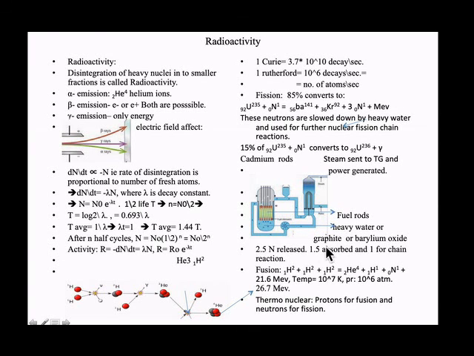So fuel rods, heavy water. It can be heavy water, it can be graphite, it can be beryllium oxide, whatever is feasible can be used. This is a simple nuclear power plant principle. So in this reaction, 2.5 neutrons are released, 1.5 absorbed, and 1 for chain reaction. Then thermonuclear reactions: protons for fusion and neutrons for fission. See, these are the protons. They cause new fusion. And these are neutrons for fission. So it is standard: protons are used for fusion and neutrons are used for fission.